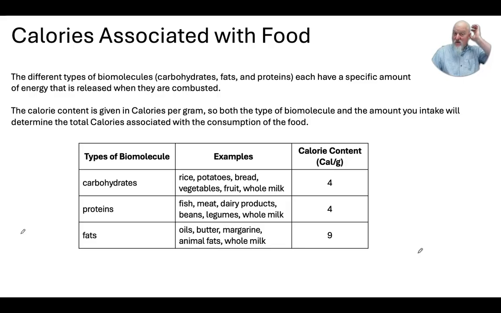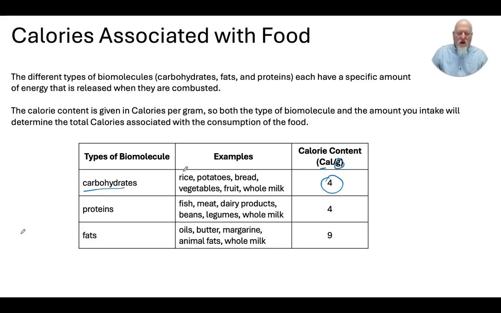All right, so we talked about the three different biomolecules that pretty much make up food: carbohydrates, fats, and proteins. And as they go through the combustion reaction in your body, they produce a certain amount of energy. So typically carbohydrates will produce 4 calories per gram. So if you eat 10 grams of carbohydrates, it's going to give you 40 calories of energy. Notice the Calories are capital C. That's the large value of calorie, and we're measuring it per gram. So it's the amount of energy produced per gram of whatever we're combusting.